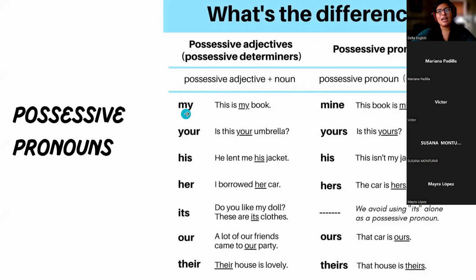Para my, it's going to be mine. So this is my book. This book is mine. Mi, mío. Your, yours. Tú, tuyo. His, his. It stays the same. Su, suyo o suya.